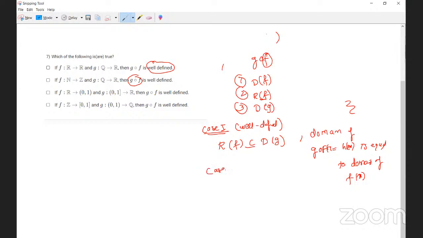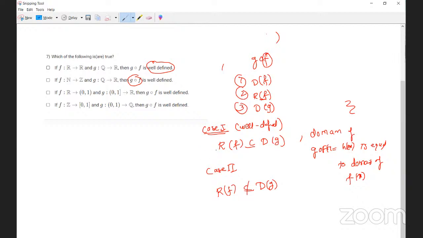And what will case two be? The range of f is not a subset of the domain of g, right? So in that case, what will we do? For finding the domain of this particular composite function, we usually eliminate the values which do not satisfy this particular condition, right? Okay, do you know about this condition?